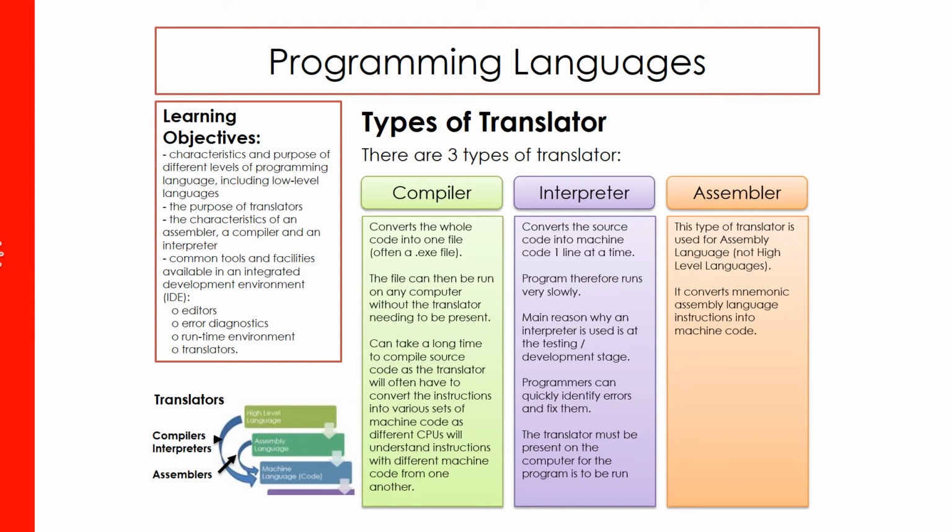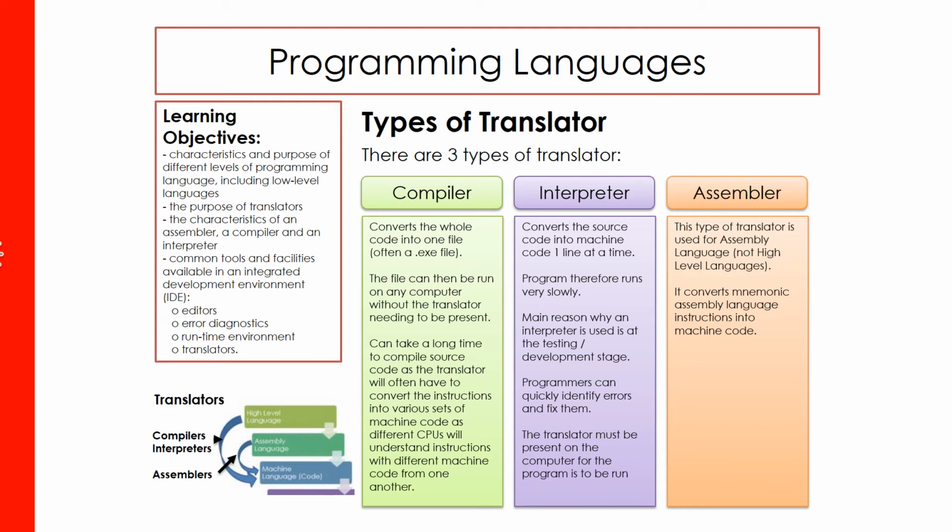Compilers and interpreters tend to work with more high-level languages. Now, a compiler converts the whole code into a .exe file. This can be run on any computer. You don't need a certain piece of software to actually run it. However, it takes quite a long time to compile all the code. Imagine you have a large program and you've got to convert the whole code at one go. That might mean we have errors in the code that it doesn't pick up until we've actually compiled it all.